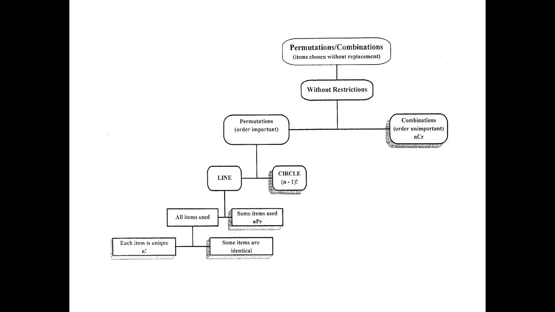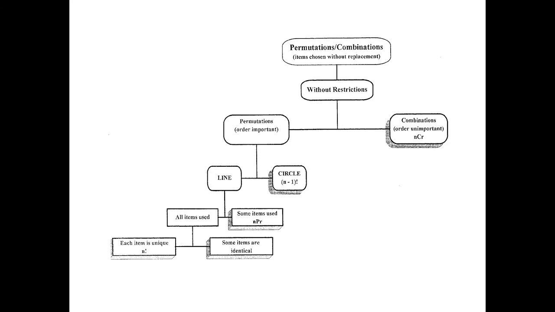So then you ask yourself, well, have we got a restriction or not? Now, if it's without any restrictions, then we know, okay, let's make a decision. Is it a permutation or is it a combination? Is order important or is it not important? Now, if it is important, now we have to think about, am I putting them in a line or am I putting them in a circle?